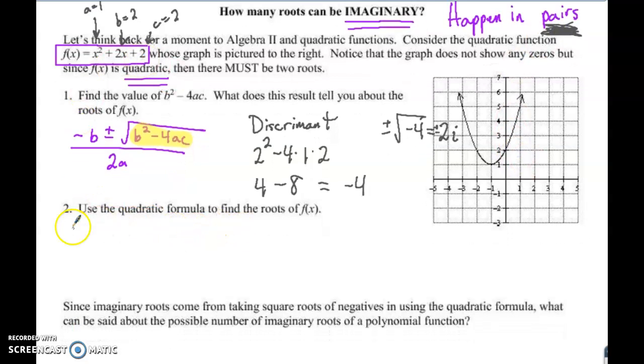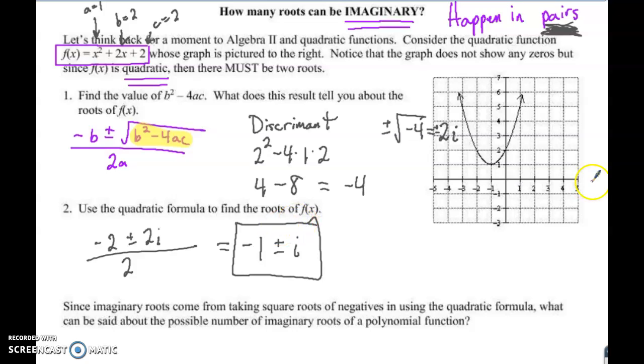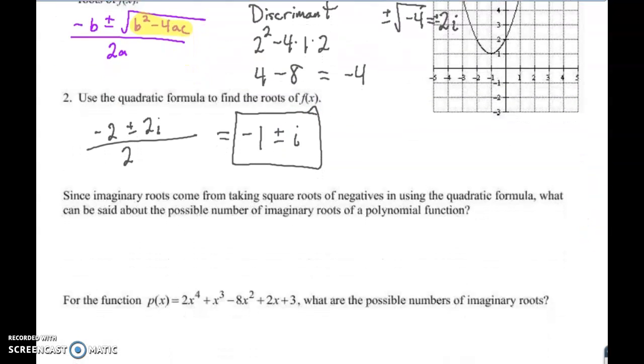Well, if we finish the problem and actually figure out all those roots, plus or minus 2i. Man, I'm terrible at writing i's today. 2i all over 2 times 1, which is 2. We would just make sure that you distribute that, dividing by 2 to each term. Negative 1 plus or minus i. So they kind of explain everything.